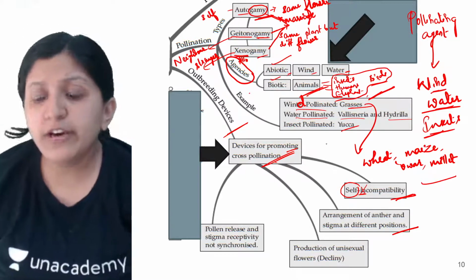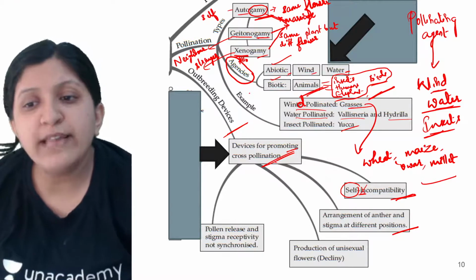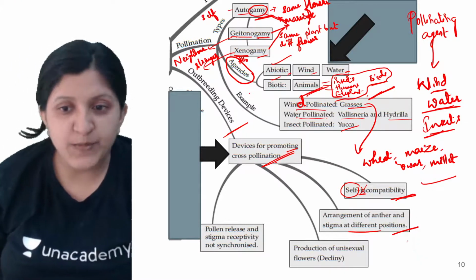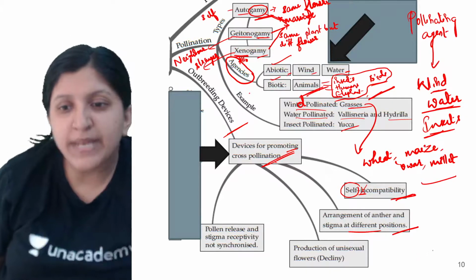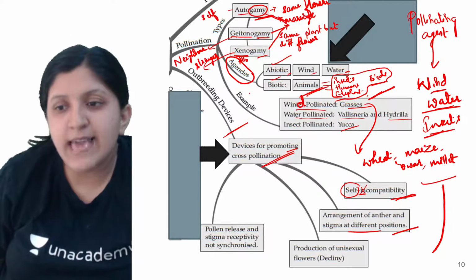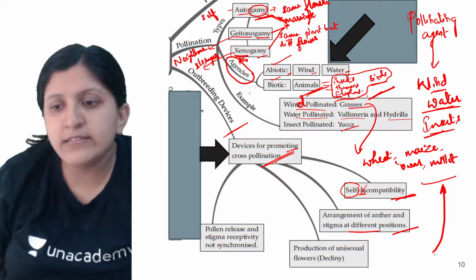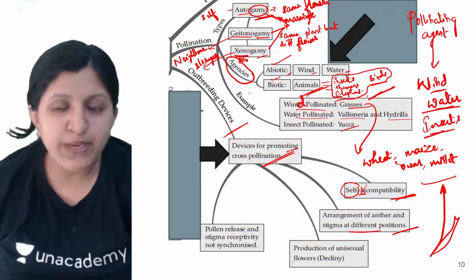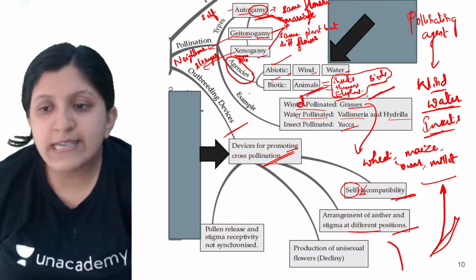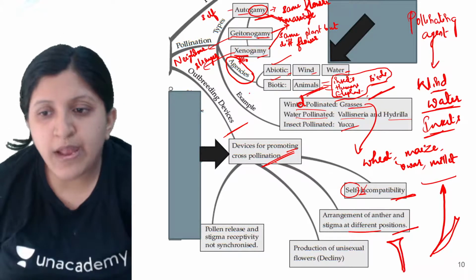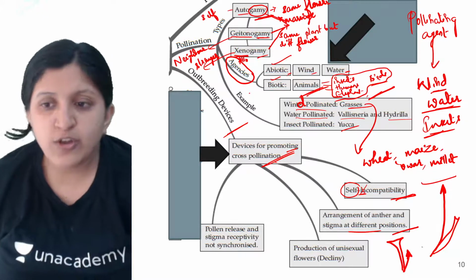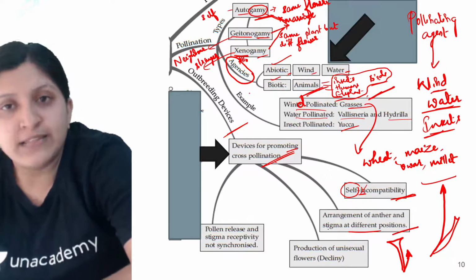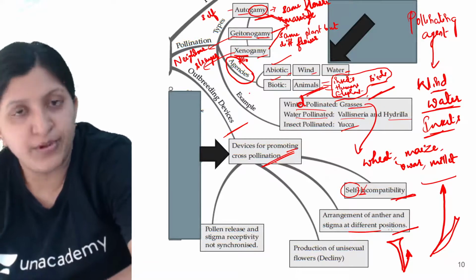Here, arrangement of anther and stigma at different positions, so that is heterostyly. In that case, what will happen? Let's say this is the anther and the stigma is over here. This could be one case. Or let's say the stigma is over here and the anther is somewhere below. So there is a different arrangement of the anther and the stigma at different positions.